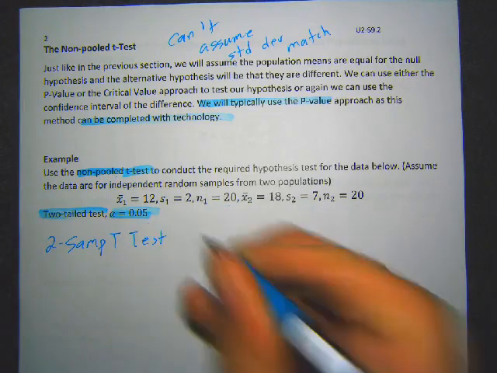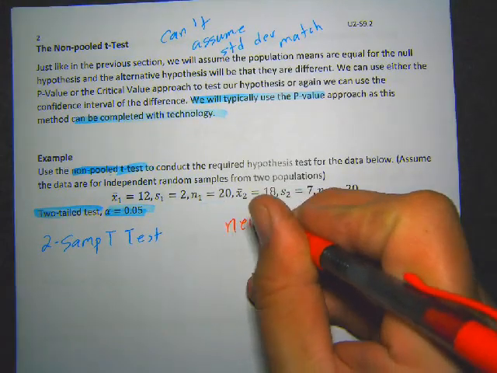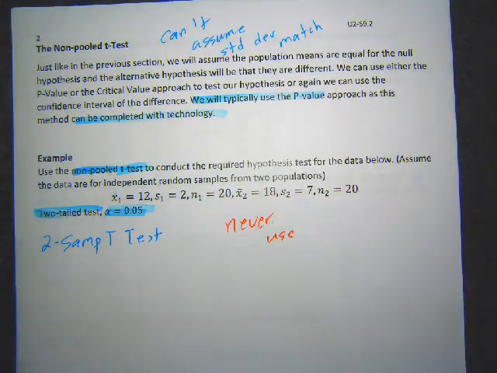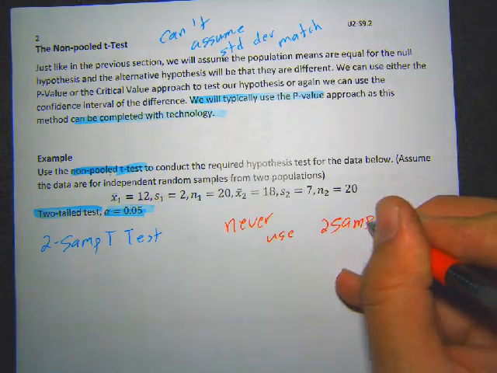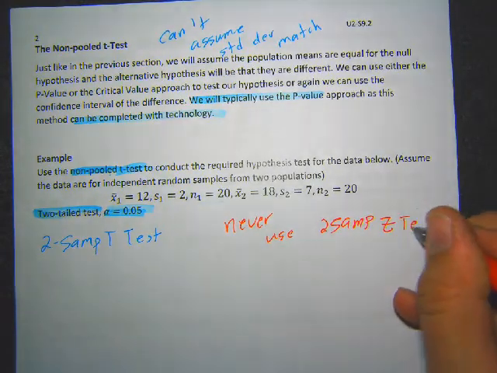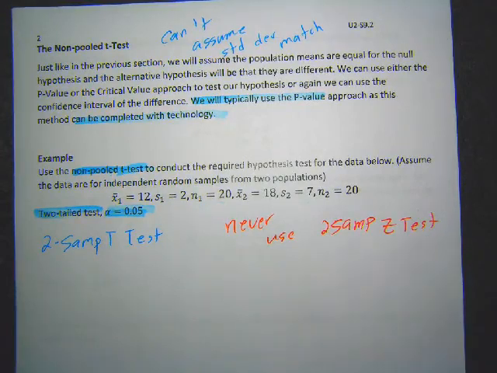When you're doing these, you are never going to do a z-test. We would only do a z-test if you knew what the standard deviation is for the whole population. That's information that you almost never have, so that's just not done very often. So not for any situation will we ever use two-samp z-test. They're both options on the calculator, right? There is a two-samp t-test and a two-samp z-test. We will never be using the two-samp z-test.